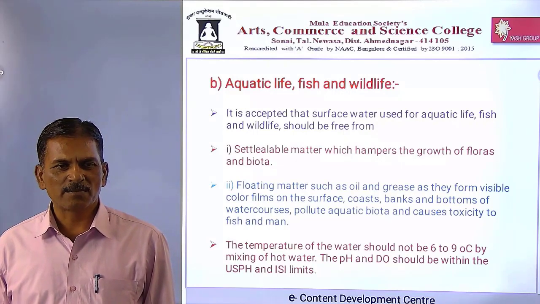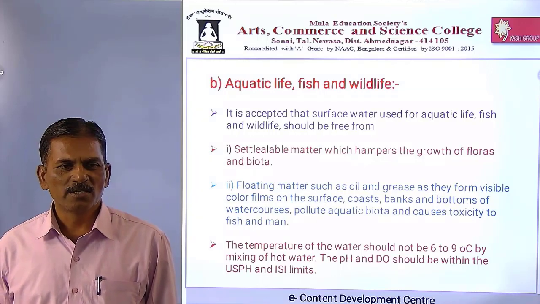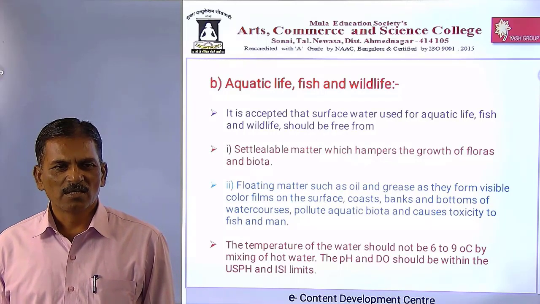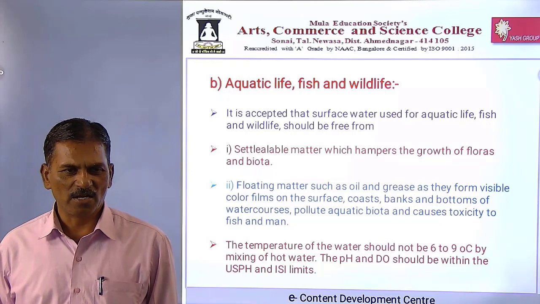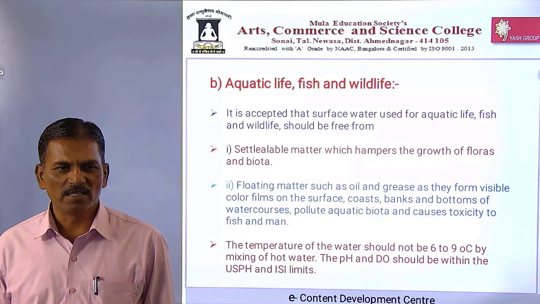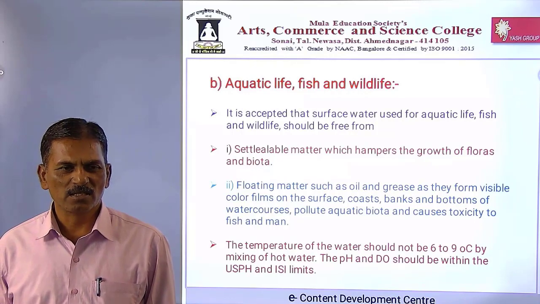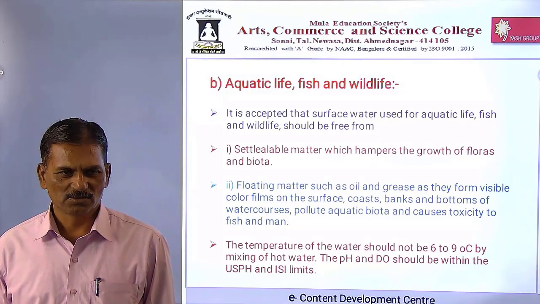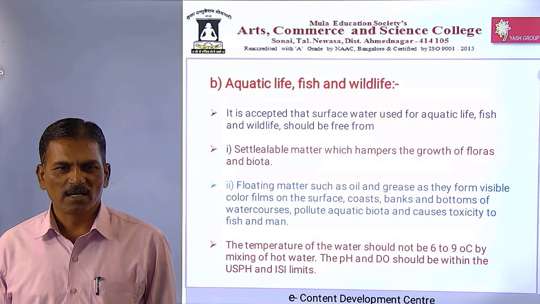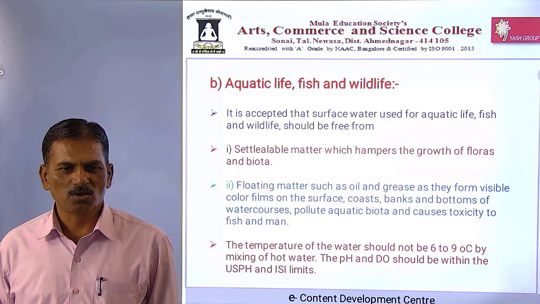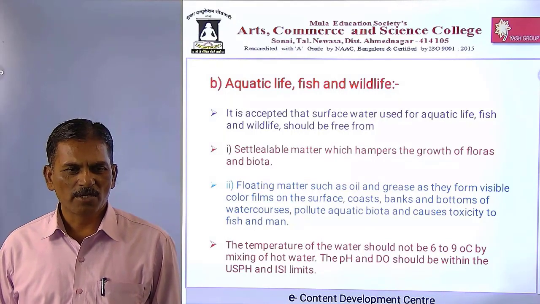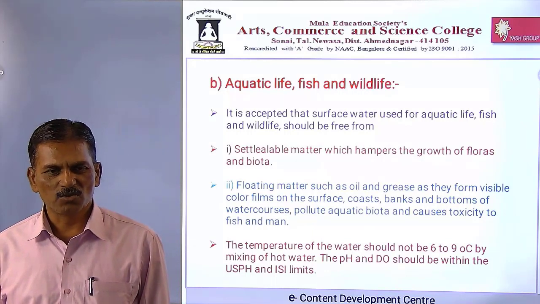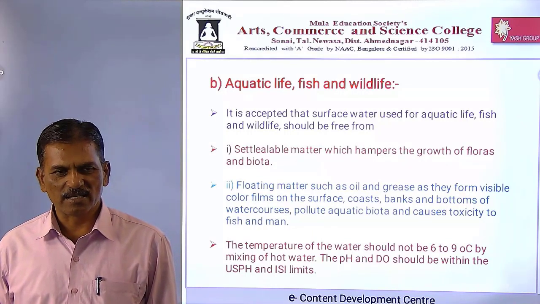Surface water used for aquatic life, fish and wildlife should be free from, number one, settleable matter which harms the growth of flora and biota, and floating matter such as oil and grease, as they form visible color films on the surface, coast banks and bottoms of water courses, pollute aquatic biota and cause toxicity to fish and man. The temperature of wastewater should not rise by 6 to 9 degrees centigrade by mixing of hot water. The pH and dissolved oxygen should be within the USPHS and ISI limits.